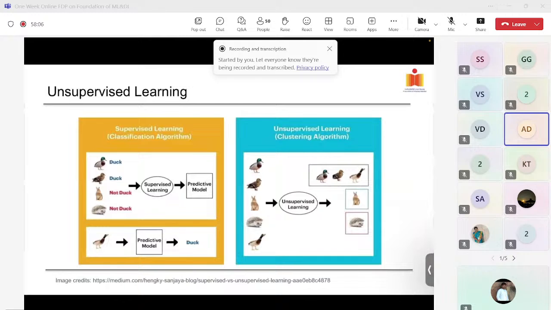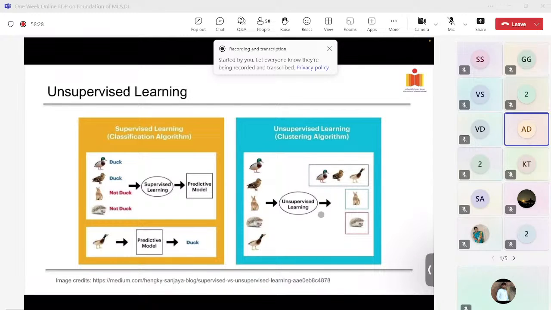Okay. So let me pause quickly for a second over here. Any doubts till now? Because now we are moving into unsupervised learning. Any doubts in any of the algorithms that we discussed in supervised learning? Okay, great. So if there are no doubts, now let's move into this unsupervised learning.